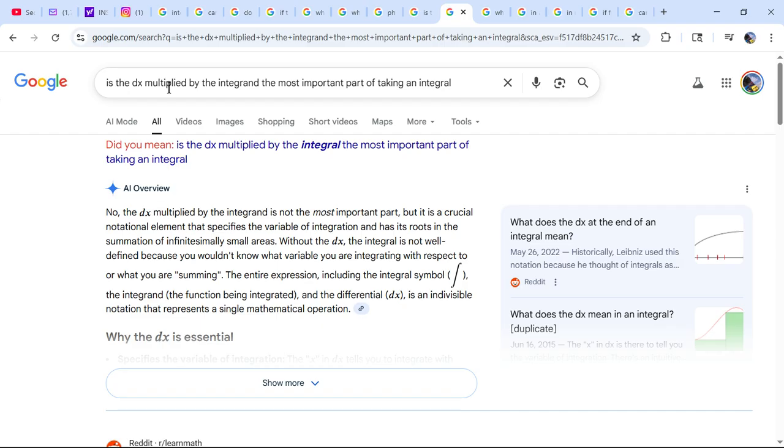I was just asking, is the dx multiplied by the integrand the most important part of taking an integral? It's not the most, but it's a crucial part because it specifies which variable you're integrating with respect to. Once you get that function, that is the variable you'd take the derivative with respect to. Just like the square root of 25 is a backwards process: what times what is 25? 5 times 5 is 25.